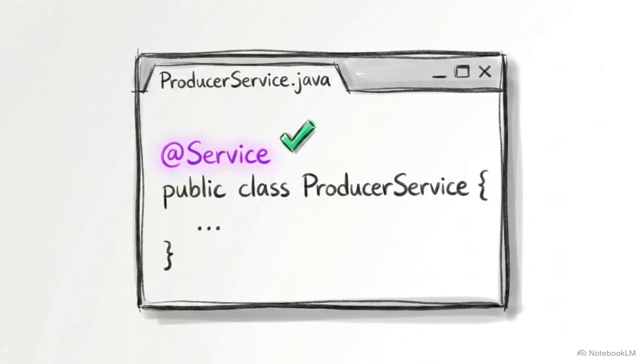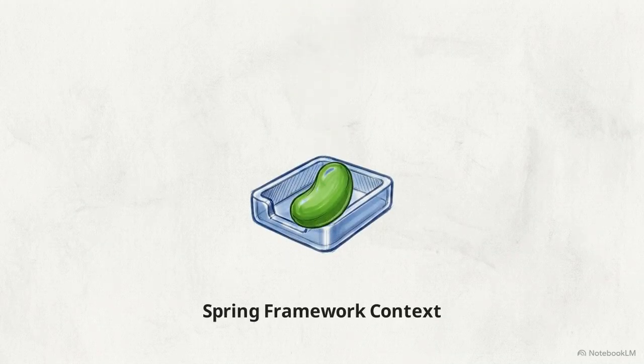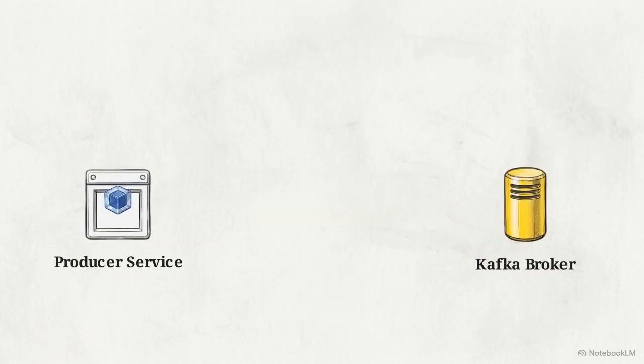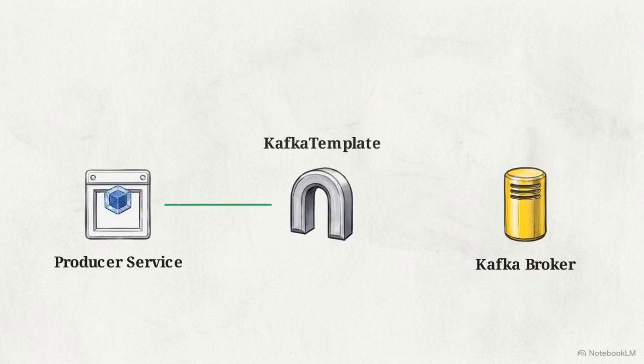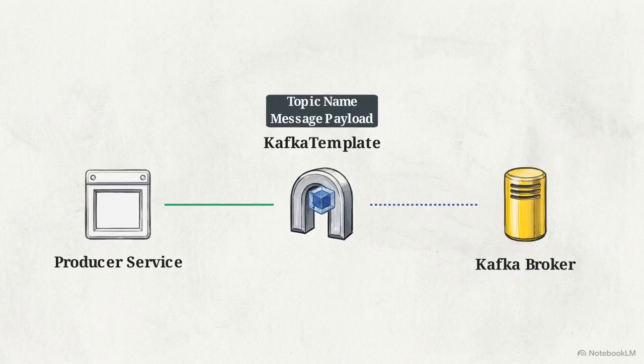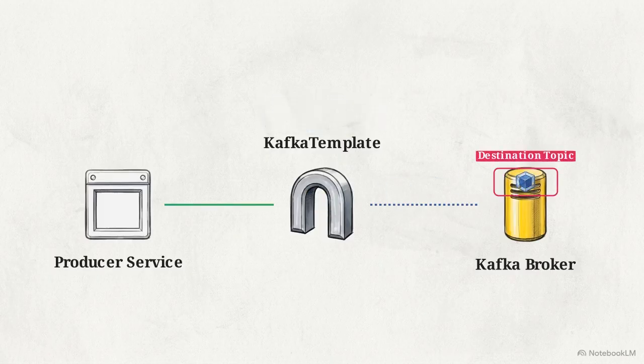Now we build the transmission service. Create a producer service class and add the @Service annotation. This registers the class as a Spring Bean, so the framework can manage it. This flowchart illustrates how data actually moves from our application to the broker. We use an interface called KafkaTemplate and auto-wire it into our producer service. It takes 2 parameters, the destination topic name and the message payload itself.